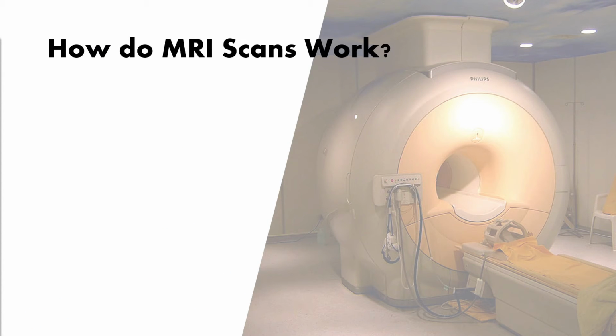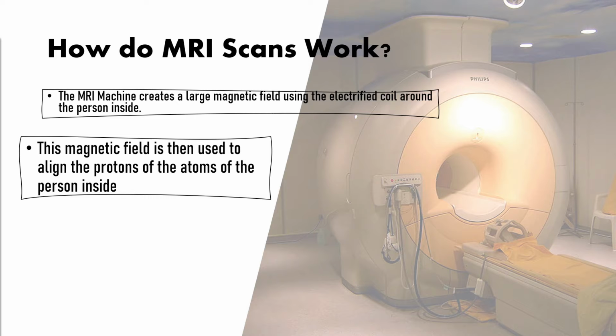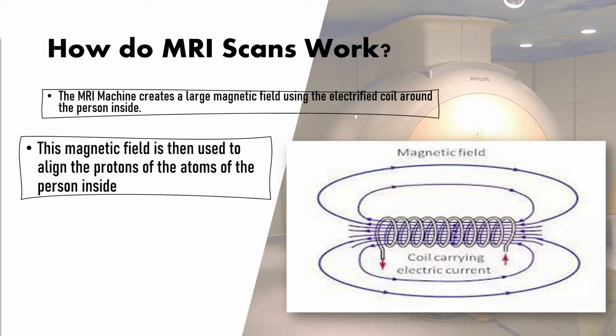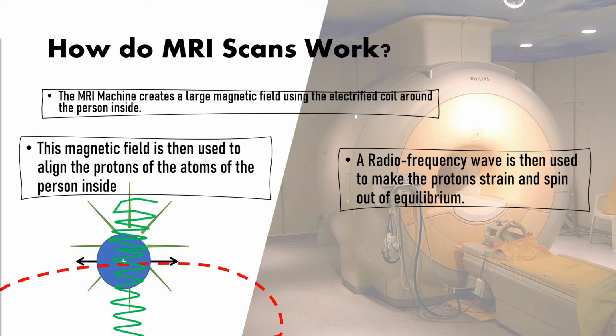How do MRI scans work? The MRI machine creates a large magnetic field using the electrified coil around the person inside. This magnetic field is then used to realign the protons of the atoms with the magnetic field. So for example, this proton will then get realigned like so. Basically then after that, a radio frequency wave is then used to make the proton strain and spin out of equilibrium. This will create energy, and this energy will then be measured using the MRI sensors.